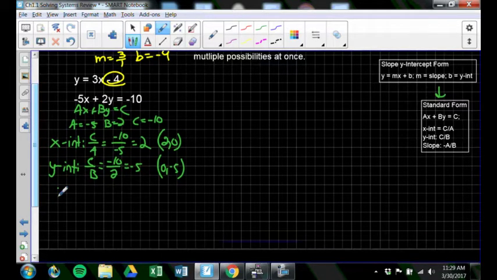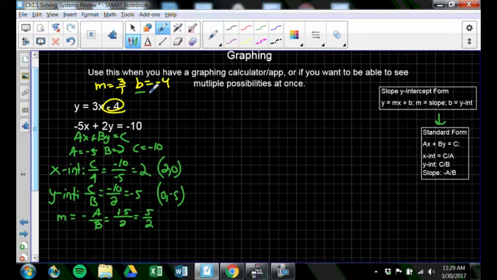And a lot of people don't talk about this one, but you can actually find the slope. We use letter m for slope. You can find the slope by doing negative a over b, which is negative negative 5 over 2, or positive 5 over 2. So the slope of this is going to be 5 over 2. So now I know that my yellow line is starting at negative 4. My green line is starting at negative 5.